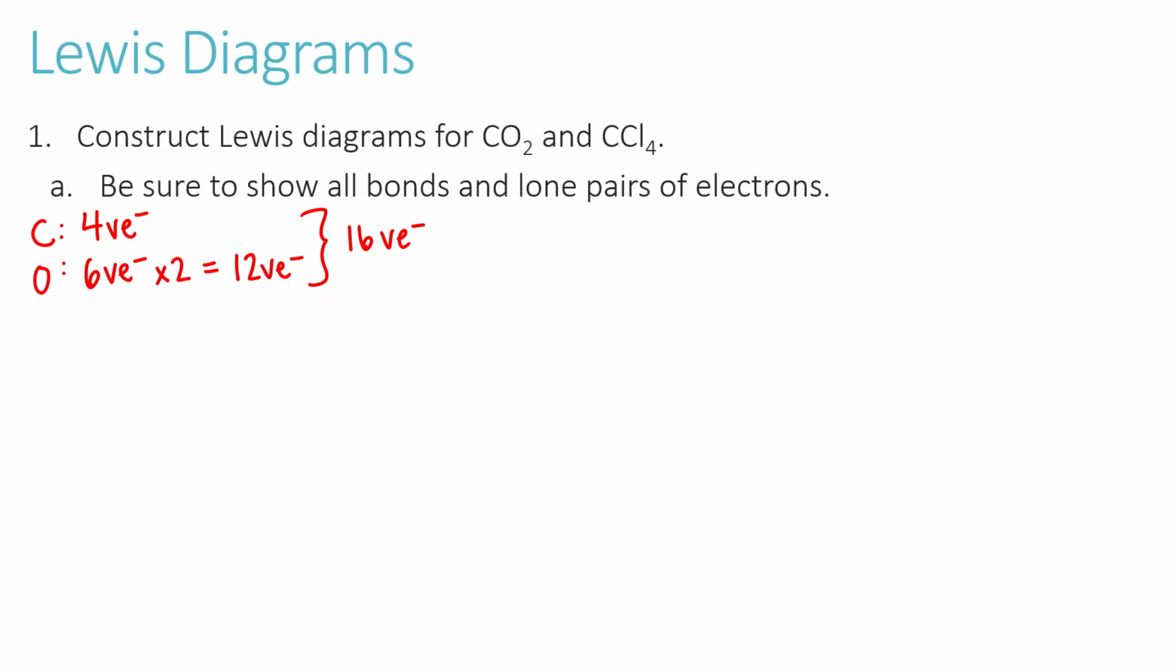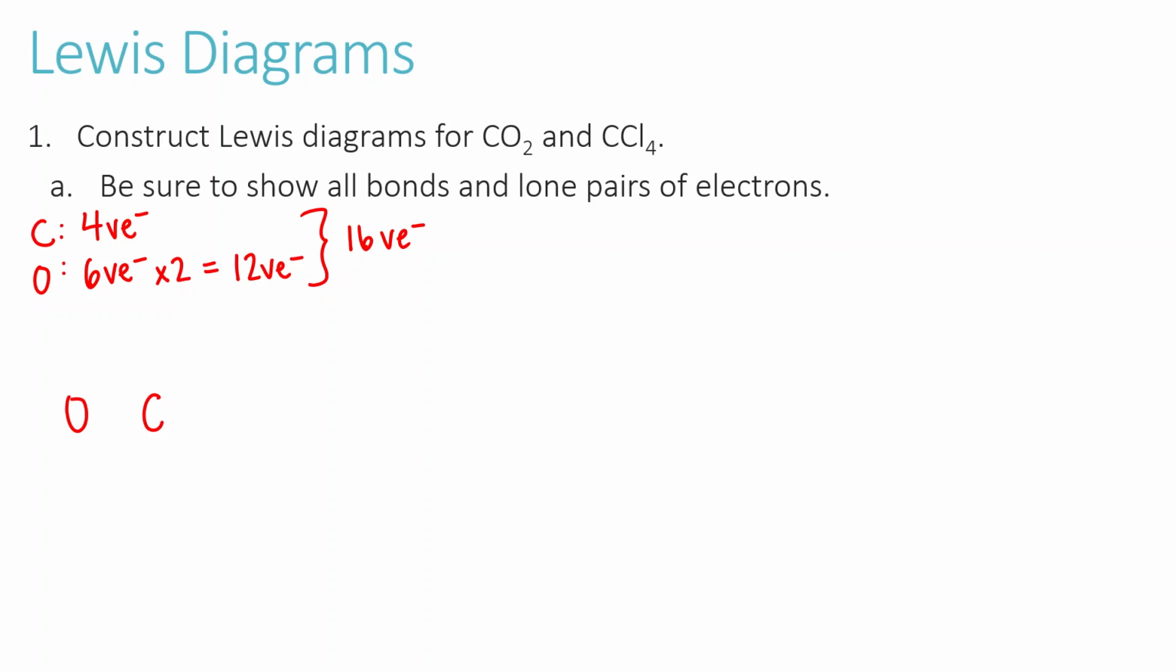Next, I need to figure out what my central atom is going to be. My central atom is going to be the one that can make the most bonds. Carbon has 4 valence electrons. It needs 4 more, so it's able to make up to 4 bonds. Oxygen has 6 valence electrons. It needs 2 more to achieve an octet, so it can make 2 bonds. So carbon is going to be my central atom.